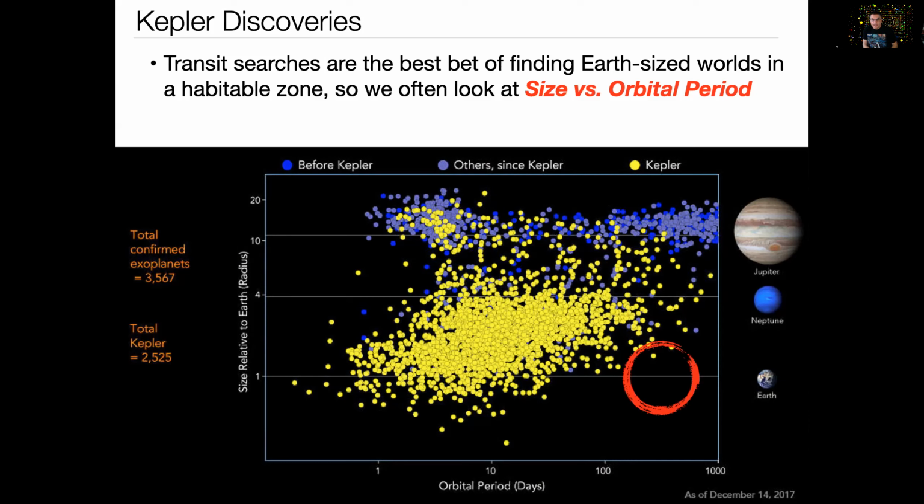And you'll notice quite conspicuously that there are no planets yet that we've discovered in that part of the diagram here. But there are lots of planets that we've seen that are Earth-sized. They just are in orbits that are much, much faster than the Earth's orbit.